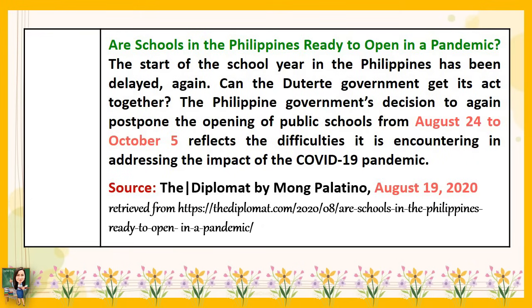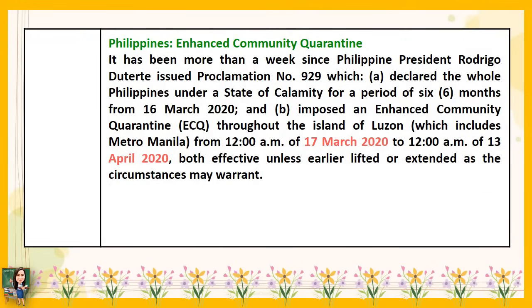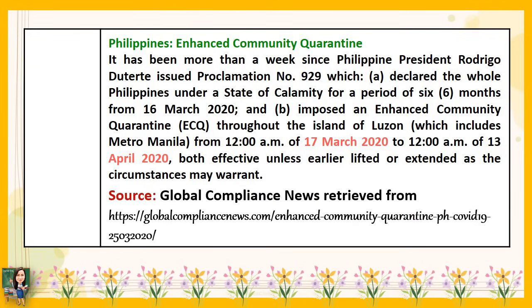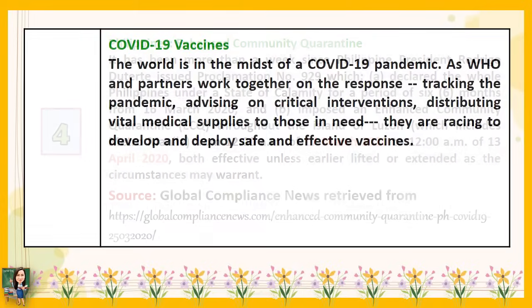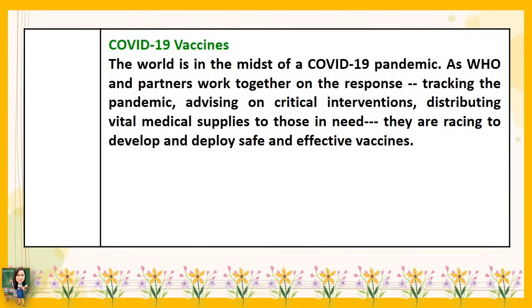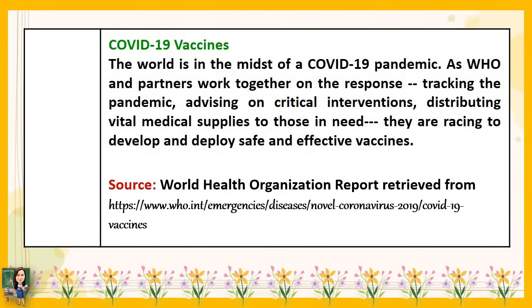The number for this is number 5. Next, the title is Philippines, Enhanced Community Quarantine. The date is 17 of March 2020 to April 2020. The source is from Global Compliance News. This is number 4. Next, the title is COVID-19 Vaccines. The source is World Health Organization Report.